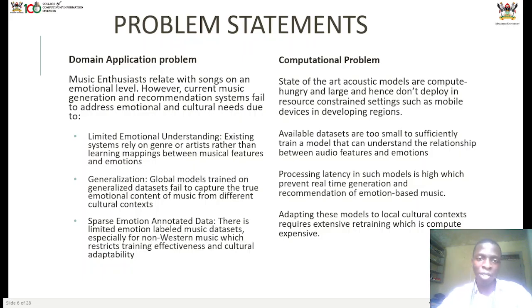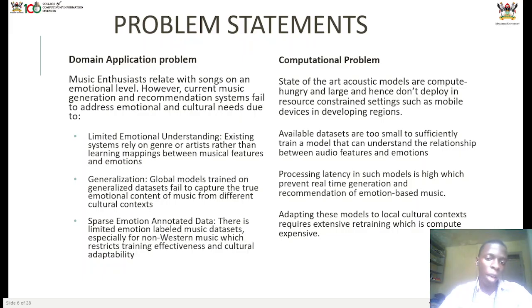Now, the problem statement. The domain that we are dealing in is music, and as earlier said, people who are interested in music relate to it on an emotional level. Systems today lack emotional understanding because they rely on just genre and artists, which are really basic features to base on to determine the music's emotional makeup.